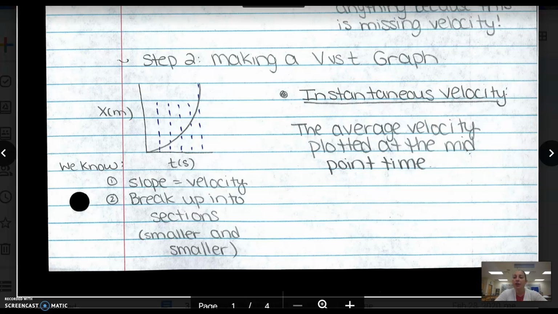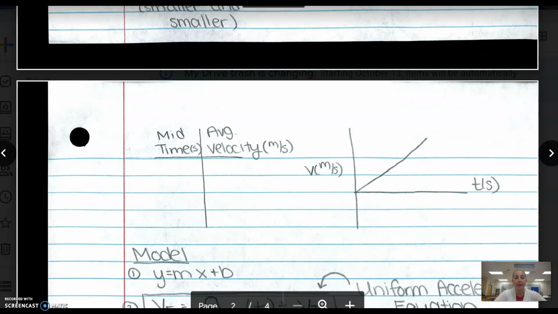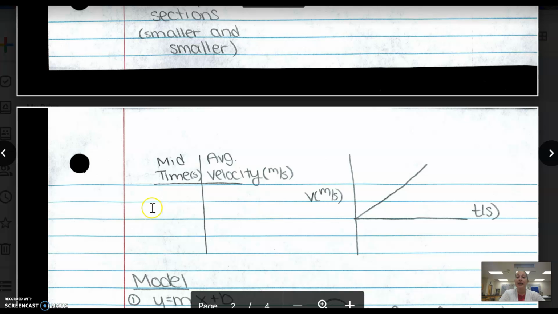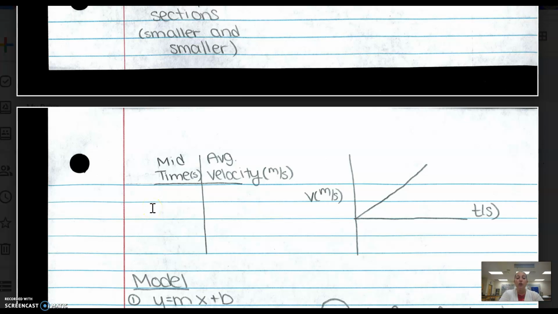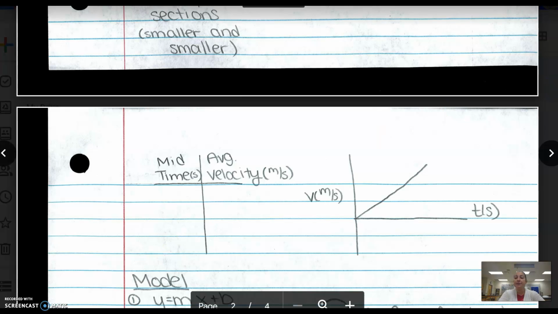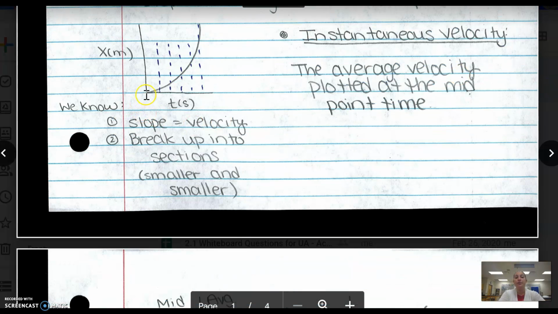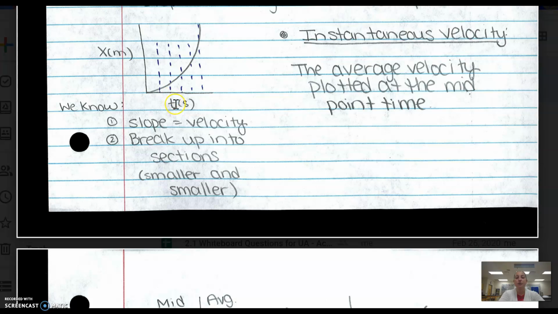So really, you don't have to do anything crazy different with Unit 3. You just have to do it more often. So what you would end up doing is you would create a brand new table. You would create, okay, well, what are the midpoint times of the different sections that you broke off? So maybe this is 0 to 1 second, 2 second, 3 second, 4 second, and 5 second.